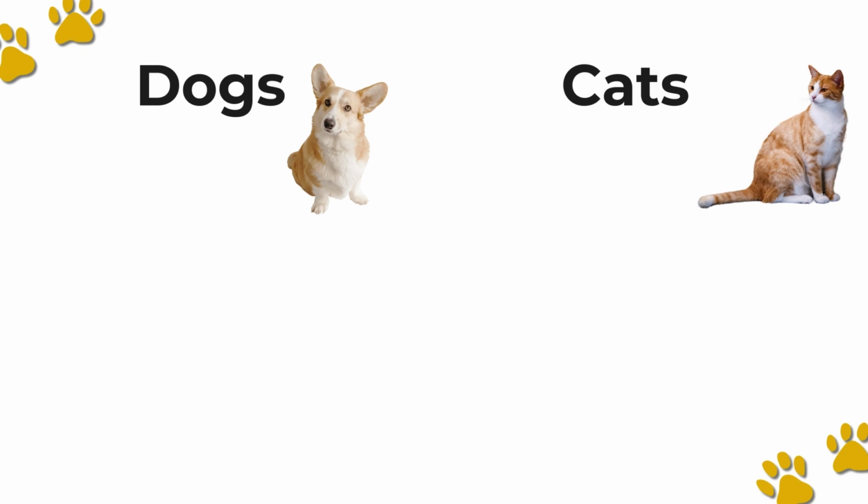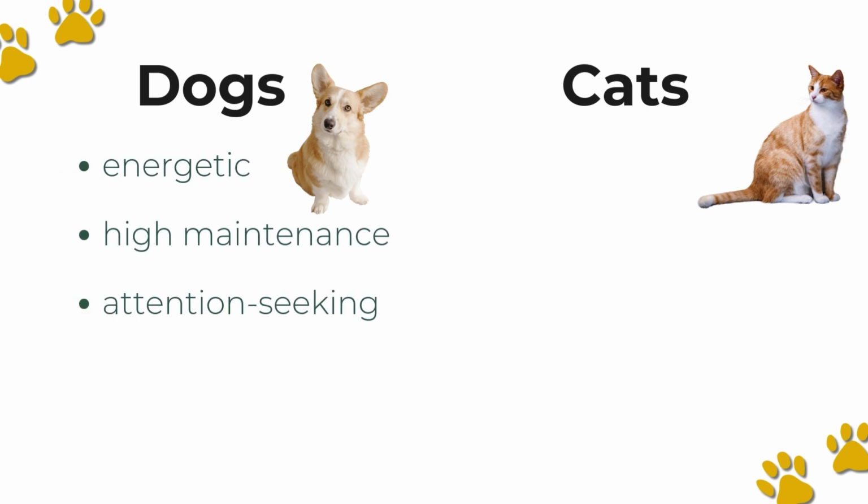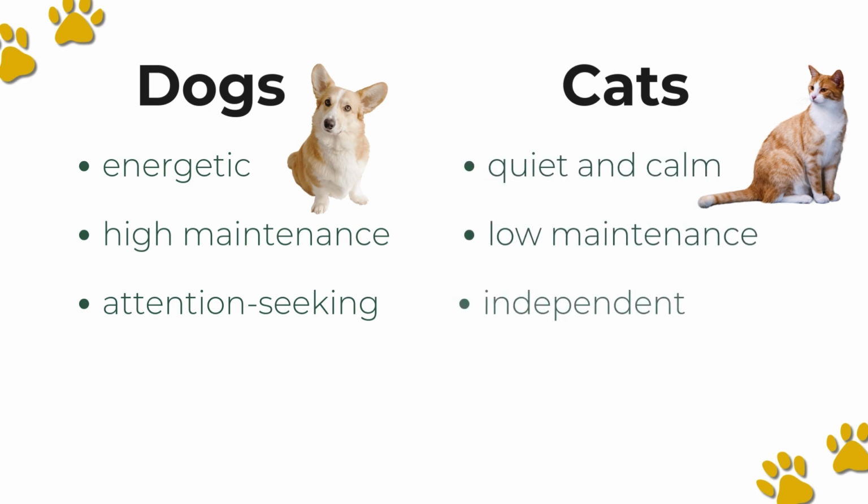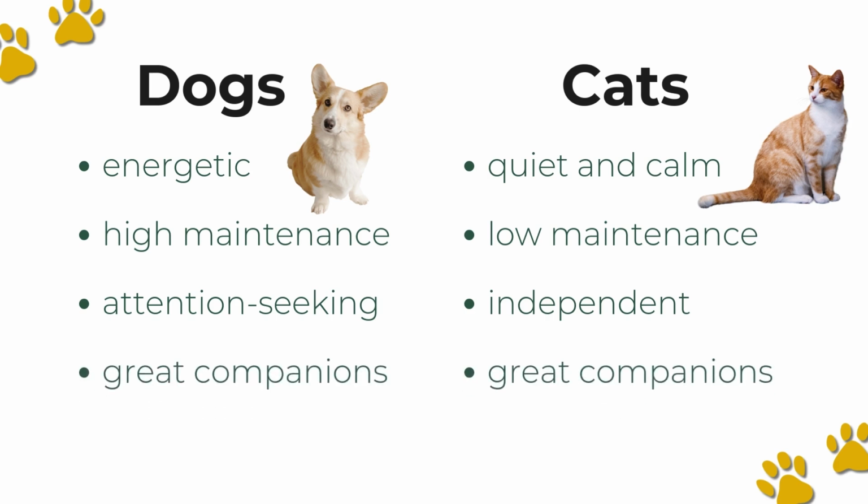Dogs can be seen as energetic, high maintenance, and attention seeking, while cats can be seen as quiet and calm, low maintenance, and more independent. Since we are listing both their differences and similarities, we can say a similarity between dogs and cats is that they are both great companions.